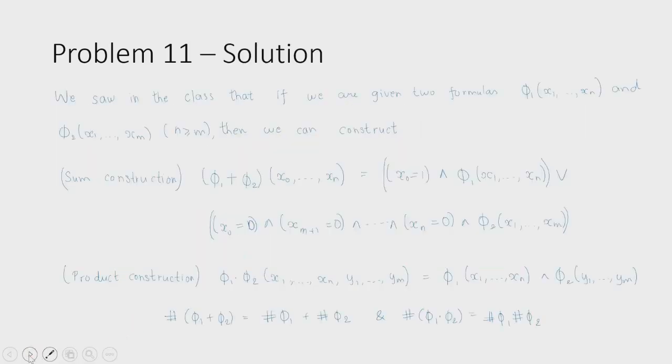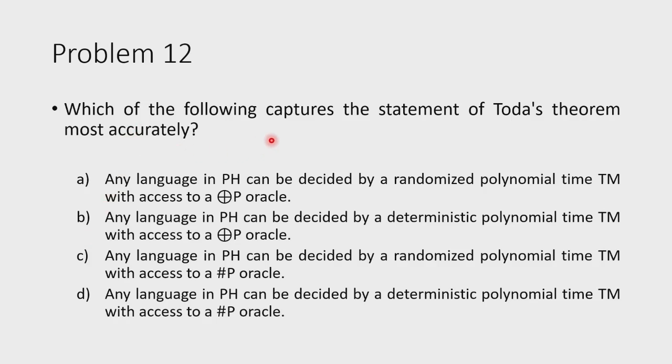Now let's move on to the next problem. Which of the following captures the statement of Toda's theorem most accurately? The options are: any language in PH can be decided by a randomized polynomial time Turing machine with access to a parity P oracle. Any language in PH can be decided by a deterministic polynomial time Turing machine with access to a parity P oracle. Any language in PH can be decided by a randomized polynomial time Turing machine with access to a sharp P oracle. And any language in PH can be decided by a deterministic polynomial time Turing machine with access to a sharp P oracle.